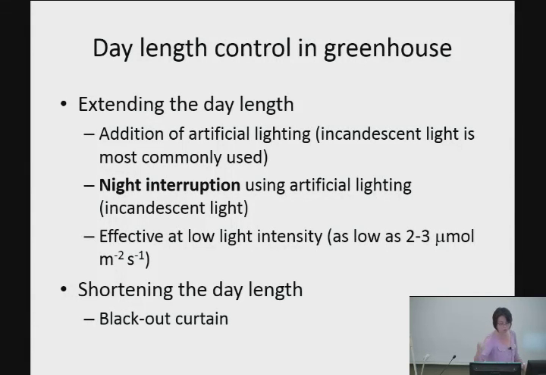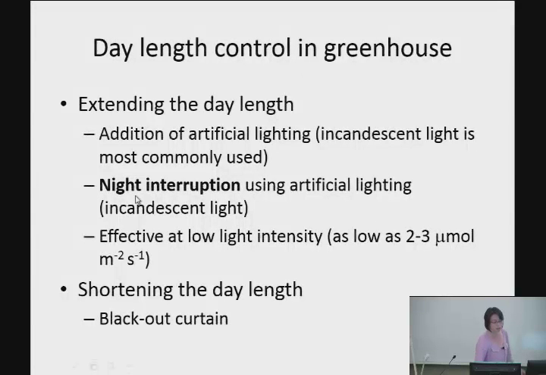Or more efficient lighting. And then again, effective low light intensity, I think this is a recommended light intensity, although the previous slide shows that some plants can sense much, much lower light intensity. But right now, as a recommendation for growers, 2 to 3 micromoles light intensity is typical. That's low enough that you really don't need much energy for that.